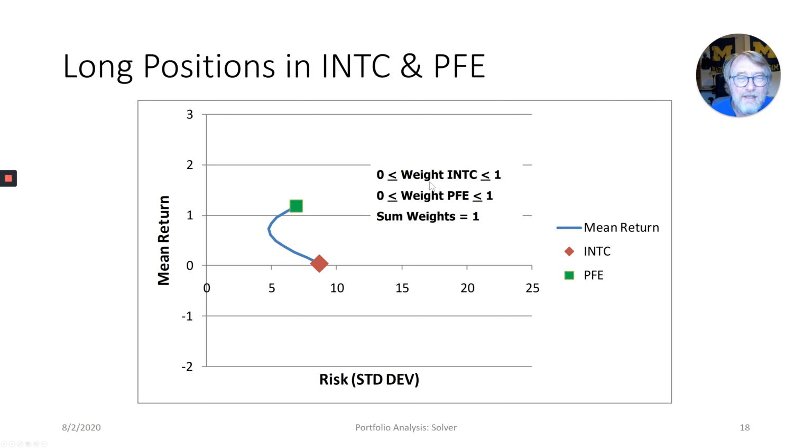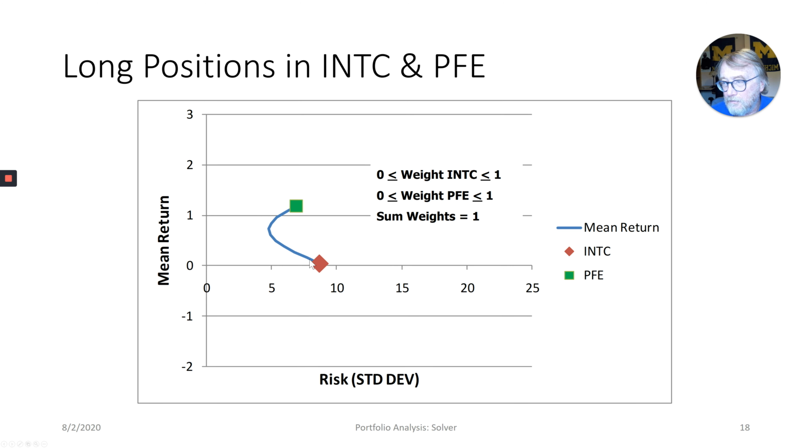And by varying the weights between 0 and 1, the weight for Intel is between 0 and 1, and the weight for Pfizer would be 1 minus the weight for Intel. We can trace out this curve. So by doing the diversification, varying that weight, we can get all the mean and risk characteristics between the green square and the red square.